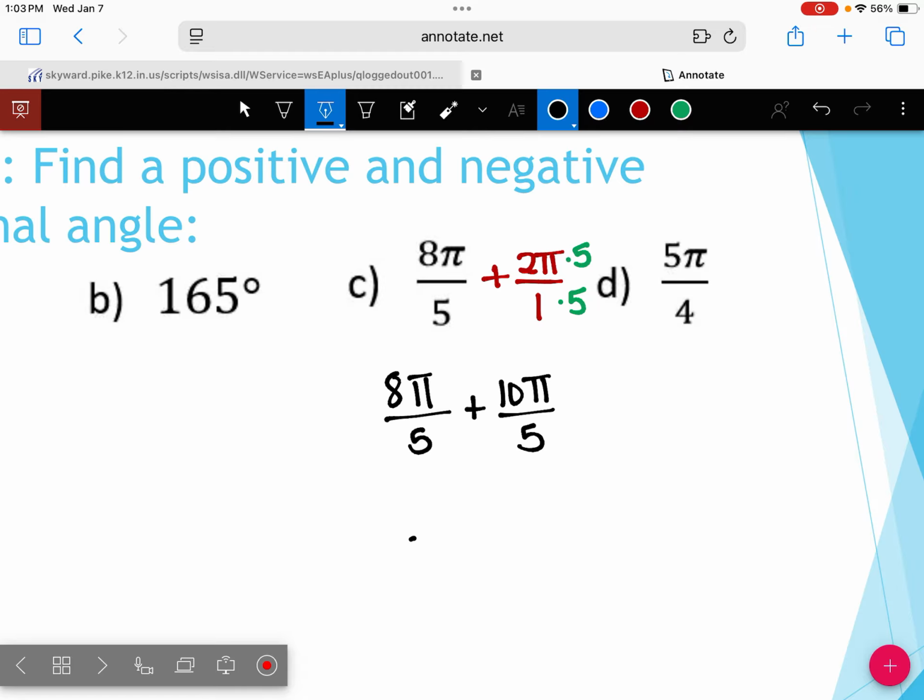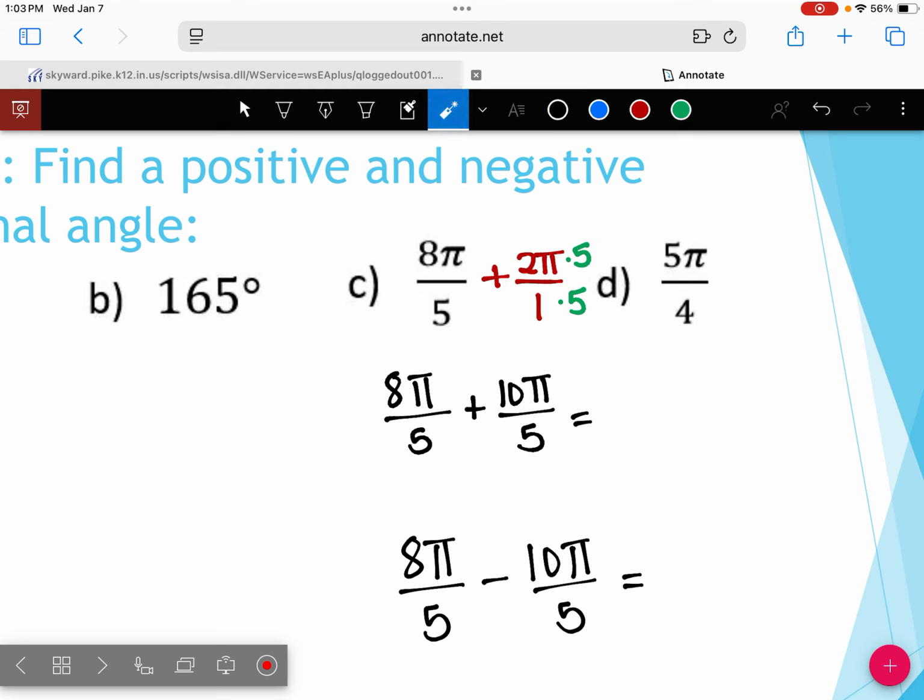And then we're going to take 8 pi over 5 minus 10 pi over 5. All right, go ahead and find what you get. We got 8 plus 10. And if it's easier for you, you can also think of this as 10 minus 8. But know your answer is going to be negative. So go ahead and find those two. 8 plus 10. 8 minus 10.